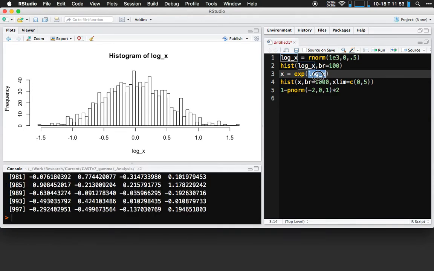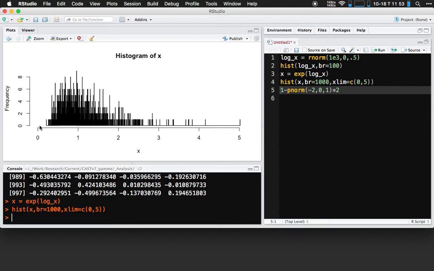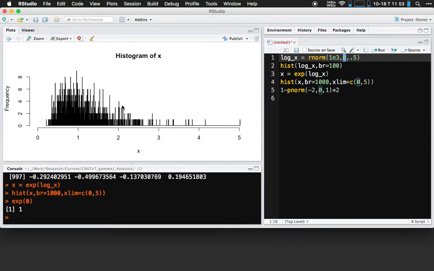Exponentiate and plot, and now you get this positively skewed distribution. Its peak is at about 1 because exp of 0 is 1. So it's peaked at 1, and it has this general variability here, but a positively skewed shape. Another way to visualize these curves that I showed you the other day, but this makes it clear that you're first doing a normal on a log scale and then exponentiating.